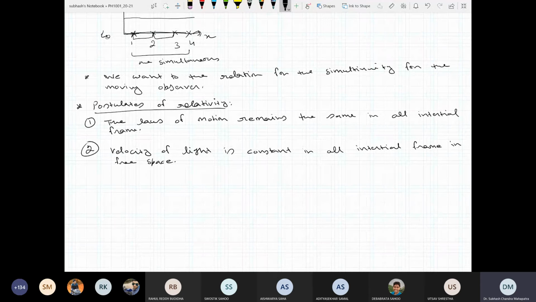Whether you measure the velocity or I measure the velocity or somebody else measures the velocity of light, that velocity of light will always be c. So these were the two postulates that Einstein suggested. Should I continue? I can go on. I would like to go on.